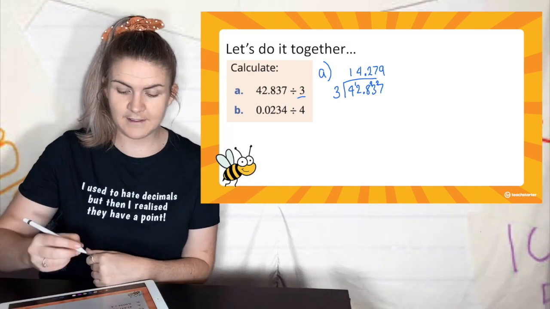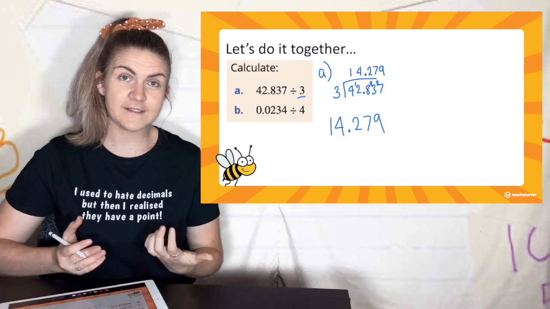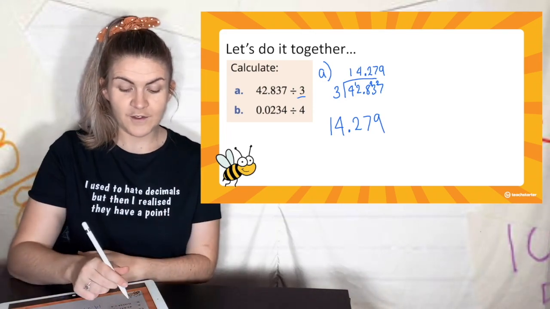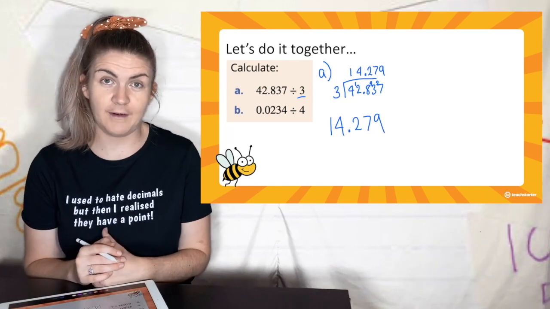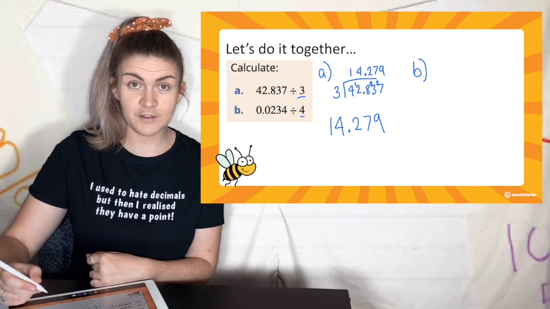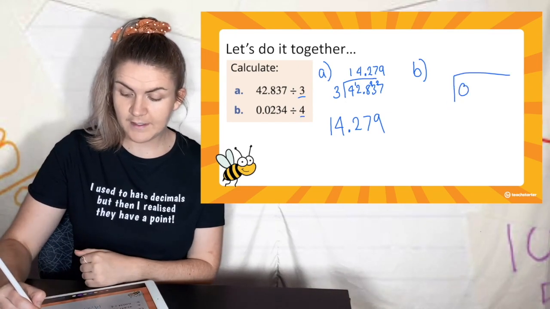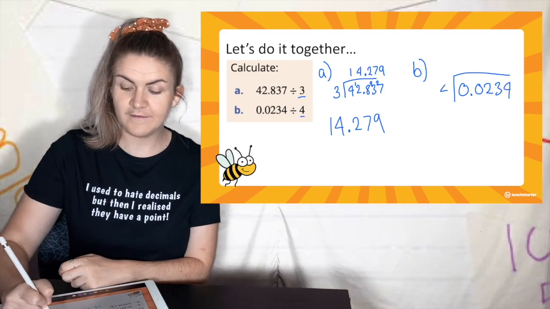That's my final answer. So my answer is 14.279. I always like to think, is it reasonable? So that's around 45, and 45 divided by 3 is 15, and my answer is around 15. Seems pretty reasonable. B, the answer is a whole number, so I'm good to go. I'm drawing my division bar, and I'm writing 0.0234, and that's being divided by 4.